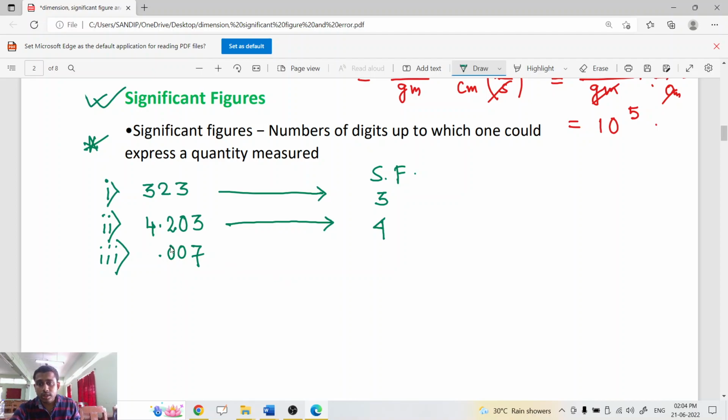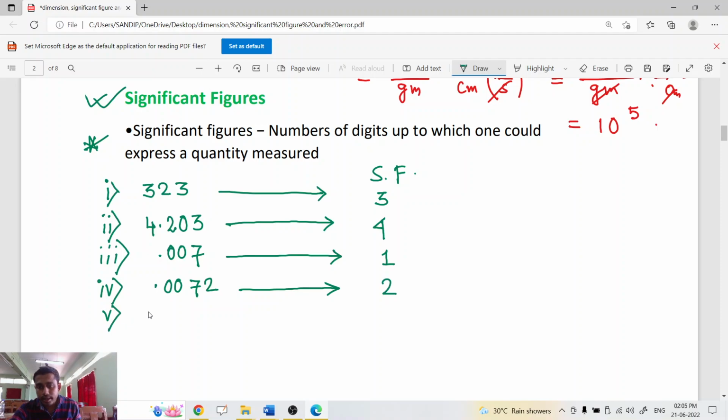So here you just take only 7, that means here the significant figure is only 1, because this is the rule. If there is no number on the left side of the decimal point, we just take digits on the right side of the decimal, and when the first non-zero digits come, you take the significant figure as 1, like 0.0072. Here you also take the significant figure as 2.